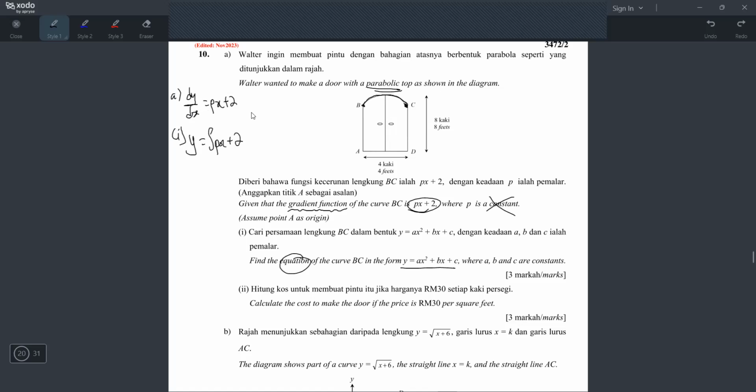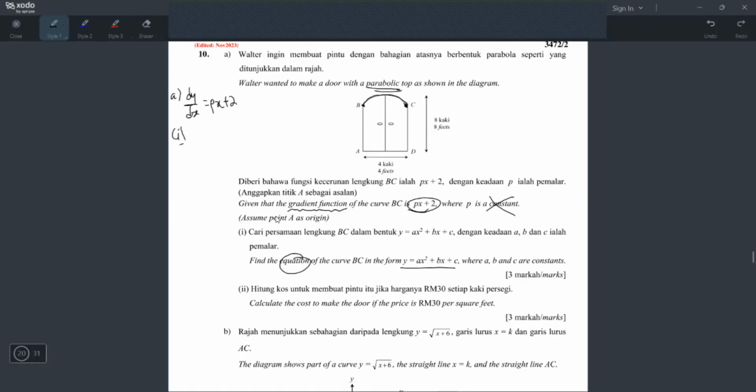But there is a problem. There is a big problem, because even if you integrate this, what do you get? You will get px squared over 2 plus 2x plus c. And then you need to find c, you need to find x and y, and the p also you need to find, right? So that is why I don't think you can integrate now first. You can integrate later, but not now. First, you need to find the value of p. But how to find the value of p? Let's see.